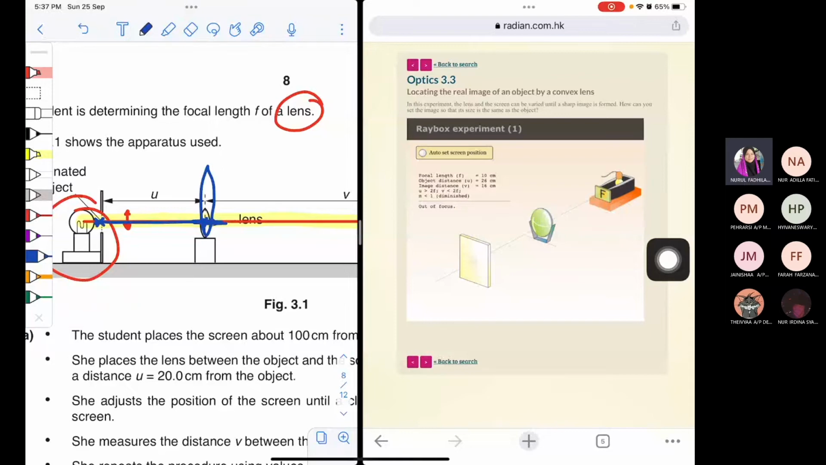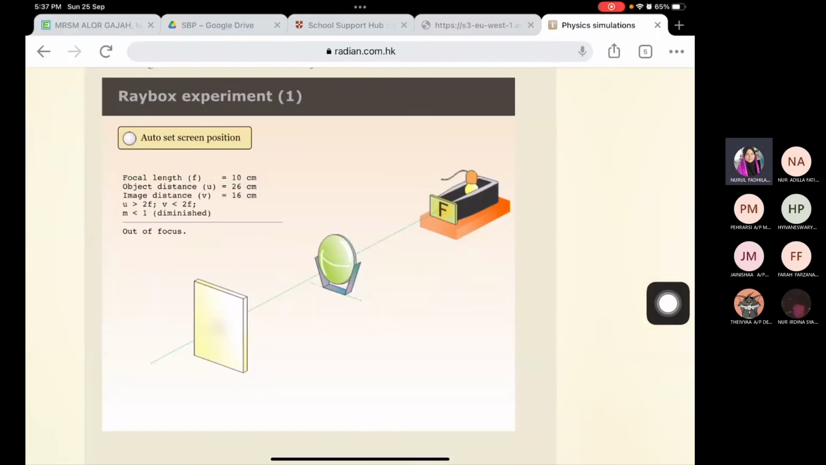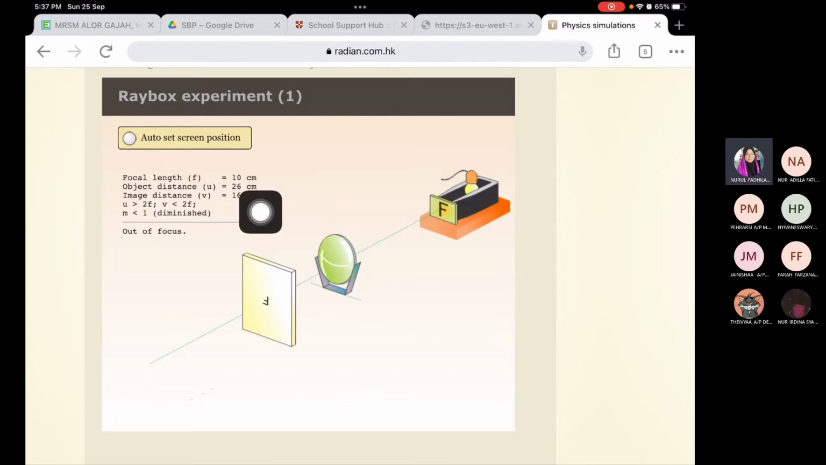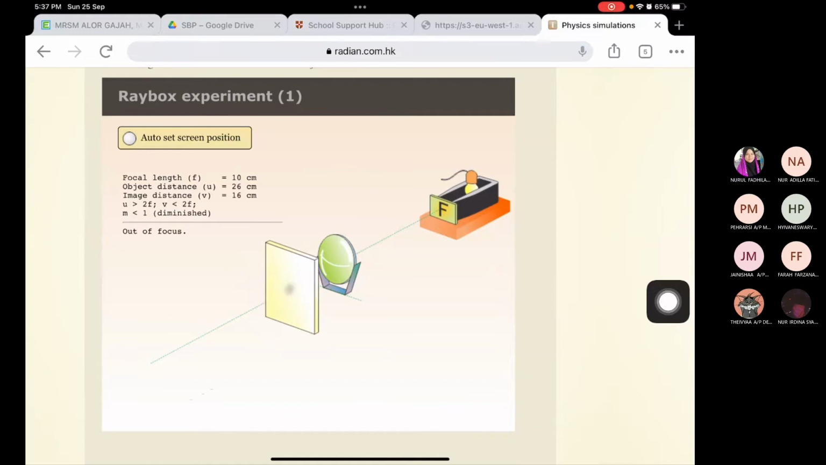Jadi, in order to get the image clearly, kat sini image blur. Look at the screen, image blur. So what you do, you move the screen. You dah set your U macam ni, U26. Jadi image distance. Okay, cari mana paling fokus. Sharp focus. Okay, sharp image.